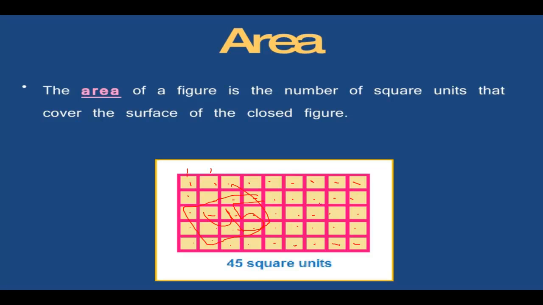Again, the perimeter was measuring the side lengths from outside, but for the area of any figure, we count the squares inside the figure. So again, the perimeter is from outside, the area from inside. The area of this figure is 45, but we must say square unit, or square centimeter, or square meter. We must say squares in every unit you find.